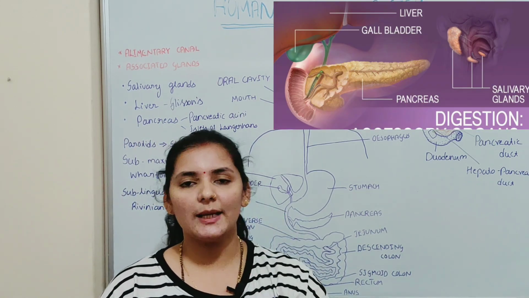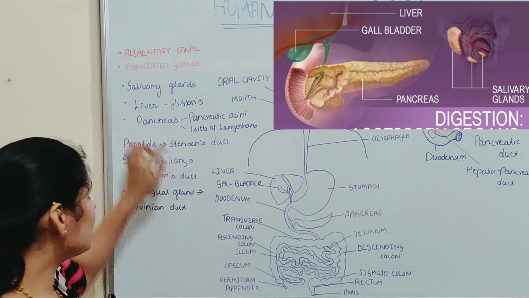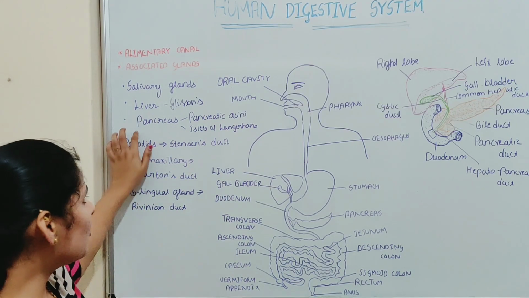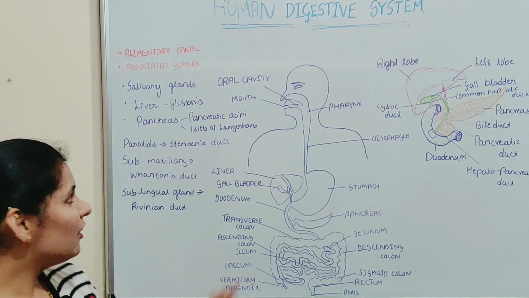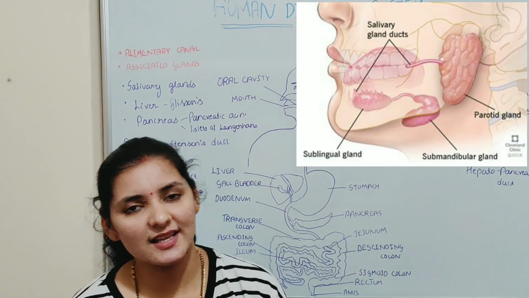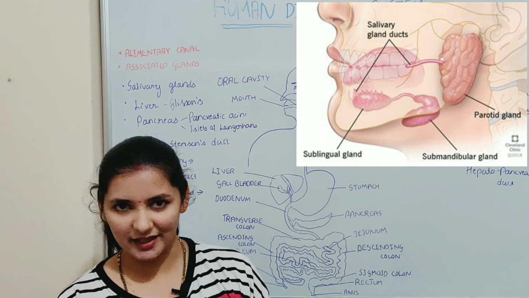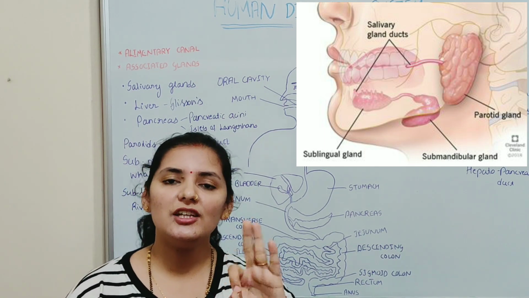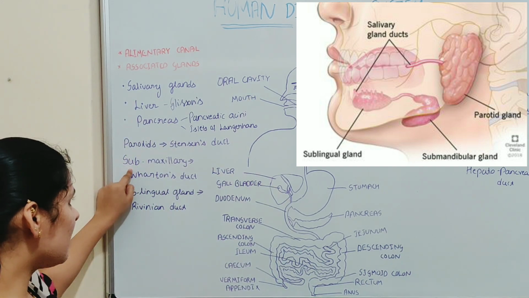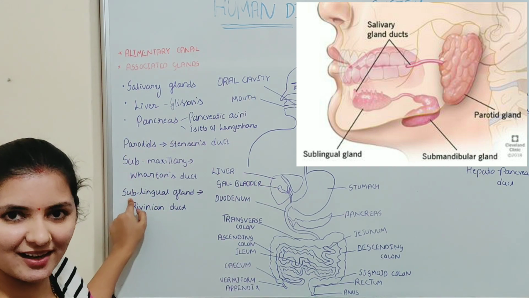There are mainly three types of digestive gland. They are salivary gland, liver and pancreas. We'll discuss these three glands one by one. First one is salivary glands. These are the glands which produce saliva that helps in the process of digestion. There are mainly three types of salivary gland. They are parotid gland, submaxillary gland and sublingual gland.